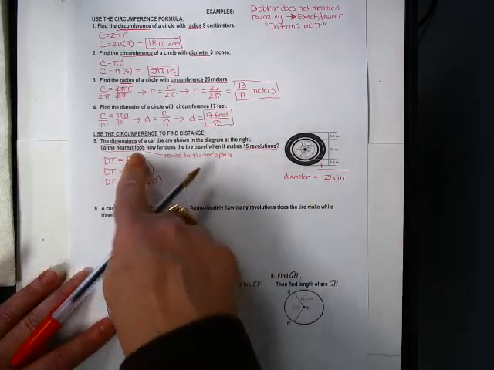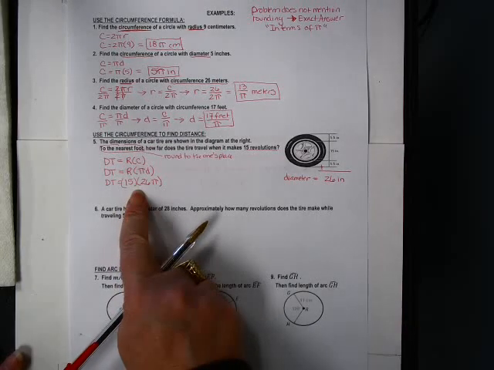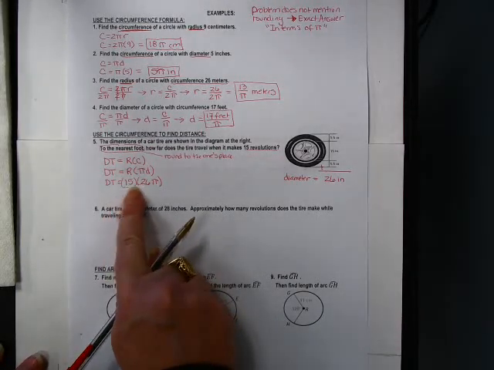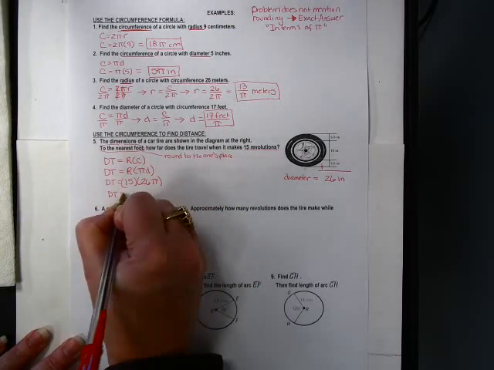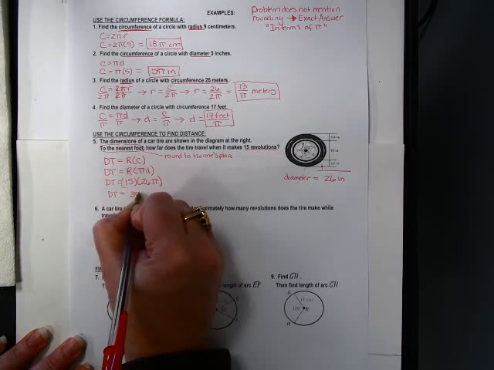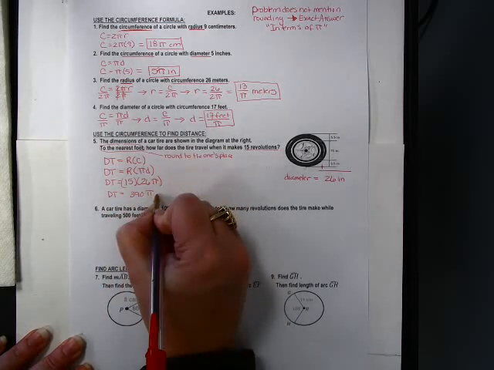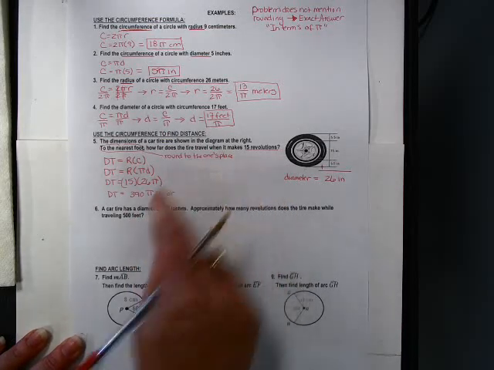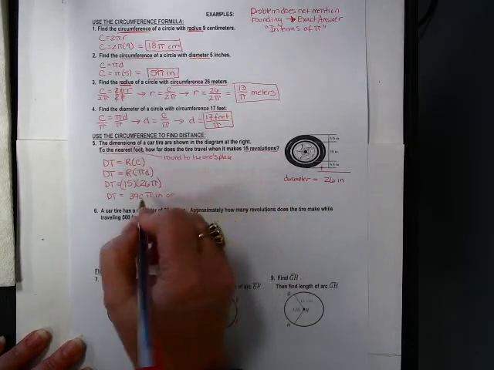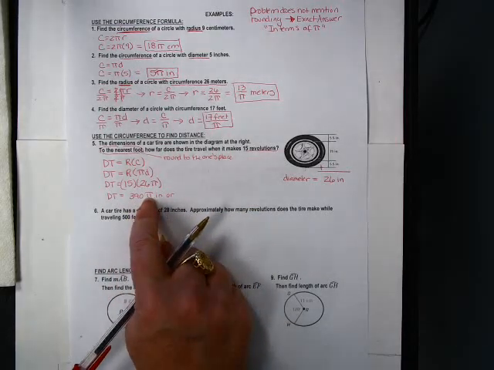To the nearest foot, nearest dollar, nearest cent, that's to the ones place. Okay, so here, I plug this into my calculator just like that, and I get distance traveled will equal 390 pi inches. I'm going to leave it like that. I'm not going to plug it into my calculator yet.